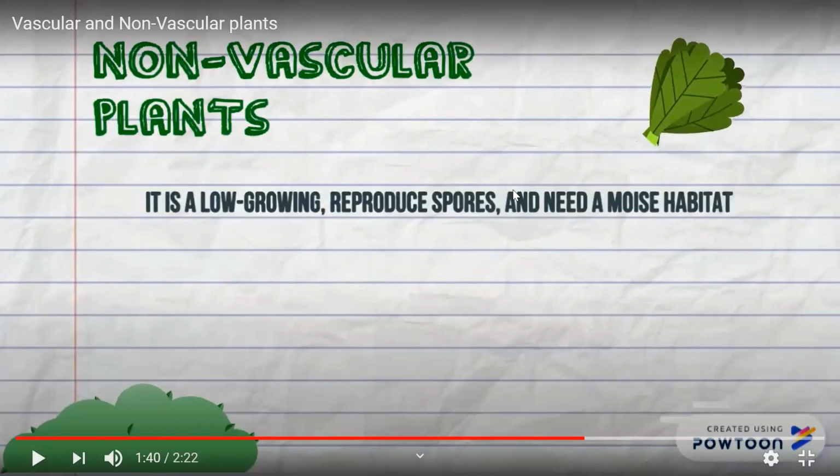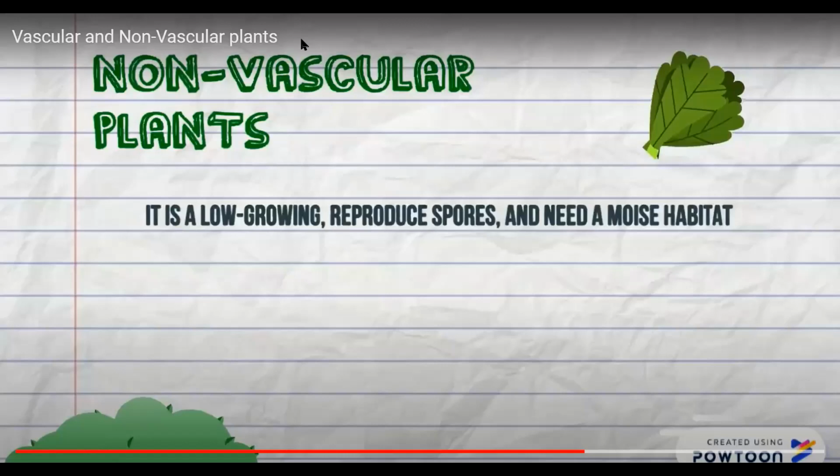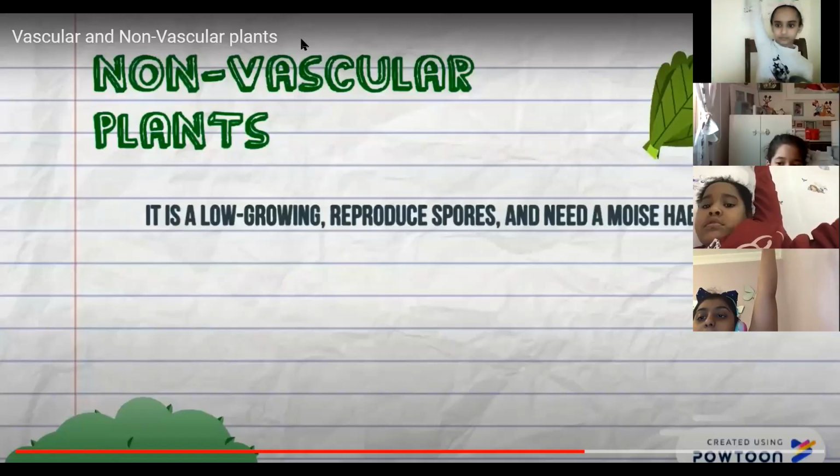It is low growing, reproduces by spores, and needs a moist habitat. So it needs water. It has to be moist and not dry. Moist is the opposite word of dry. It cannot grow up and up and up. It will always grow on the grass, also on the ground. Like what? Can you give me an example? Something you saw. It can never grow up. Leanne, do you have any idea?